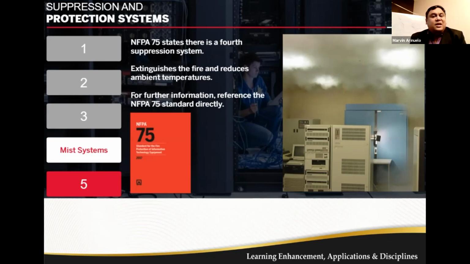The system now also includes the water mist system, as you see on your screen. This uses a verified water spray, fast acting, that reduces both the fire and ambient temperature, and may decrease the damage to sensitive data. The water mist system also minimizes water damage and is environmentally safe. You can go to NFPA 75 for further information.